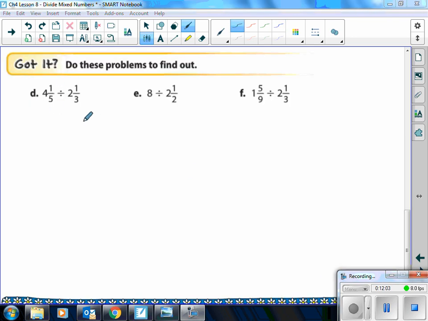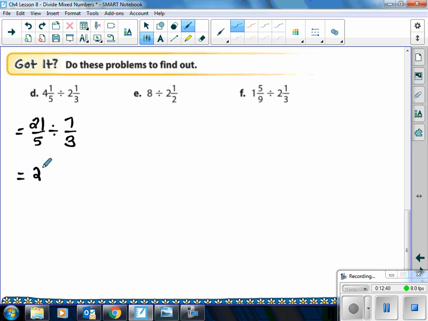So here we're going to multiply by the reciprocal. But the first thing we need to do is change both mixed numbers to improper fractions. So, for example, for problem D, we have 4 1/5 divided by 2 1/3. So that's going to be 5 times 4 is 20 plus 1, that's 21/5. Divided by the next one, that's going to be 7/3. And now we can multiply by the reciprocal.